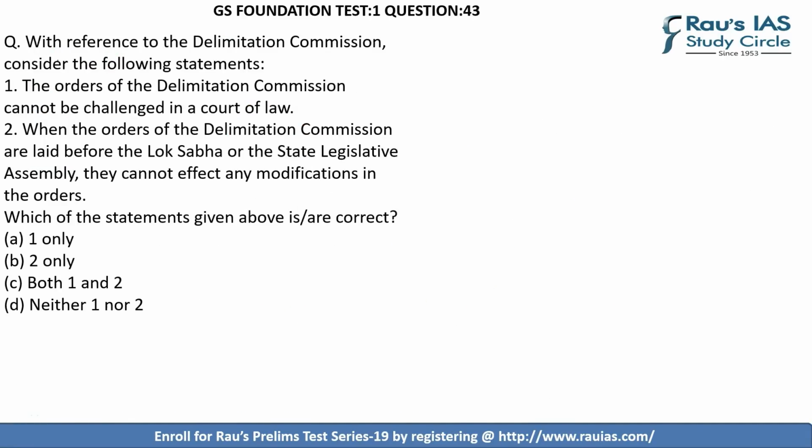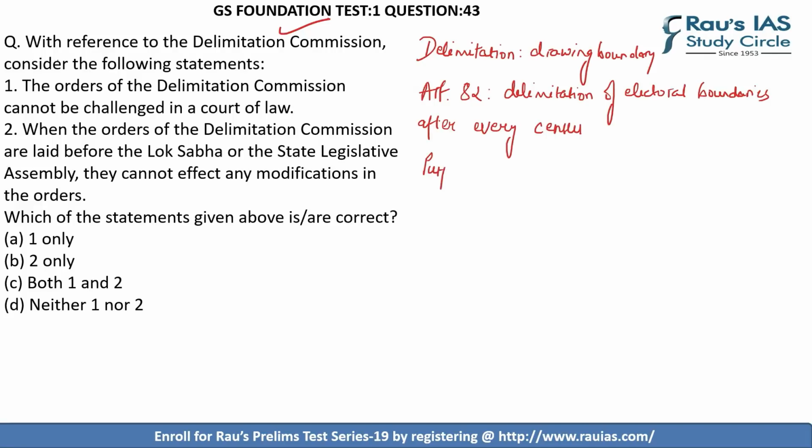Question number 43 contains 2 statements with respect to Delimitation Commission, and we need to check which of them are correct. Now, let us first understand what is the meaning of delimitation and delimitation commission. Delimitation means drawing of boundaries. Now, Article 82 makes provisions for delimitation of the electoral boundaries, and this is done after every census. The main purpose of delimitation is to maintain a population seat ratio in the territorial constituencies after the election.